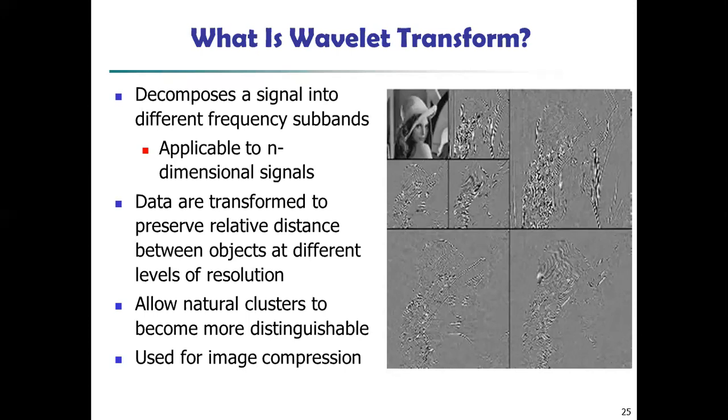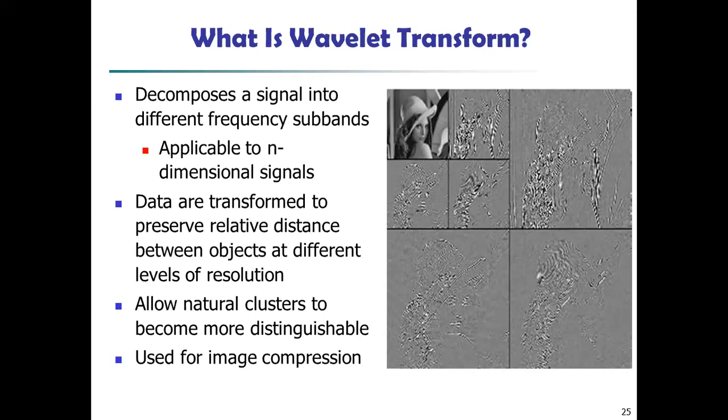Mainly, wavelet is a signal frequency sub-band decomposition: the actual image is decomposed into different frequencies. That is called the wavelet transform. It is applicable to n-dimensional signals. The data transform preserves relative distance between objects at different levels of resolution. Different levels of resolution allow the natural clusters to become more distinguishable. We use it for image compression.